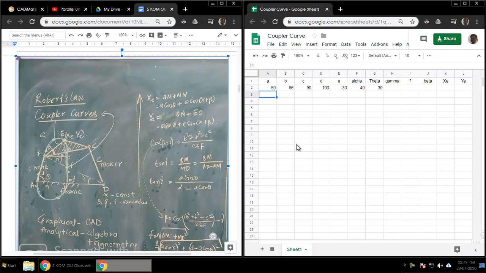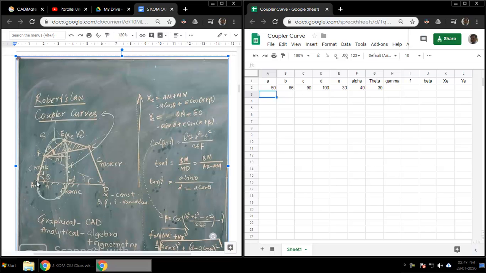Hello everyone, in this video we'll be talking about coupler curves and how to generate them. In the class I have already discussed with you how to create this coupler curve. I have taken a 4-bar mechanism with a point E which is displaced from the joining points BC, and the angle of this link is given as alpha along with all the important measurements.